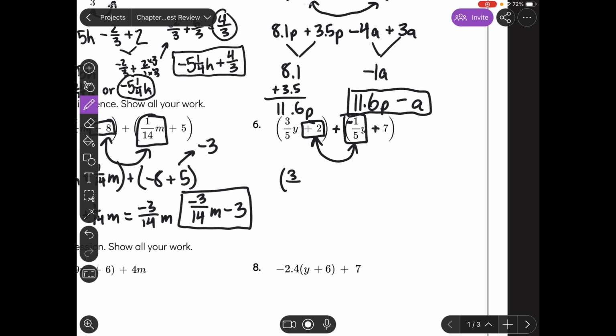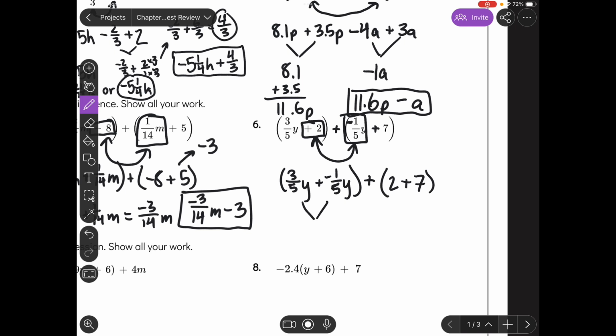Now my equation is going to read 3/5 y plus negative 1/5 y. Remember, this changed to negative, so I need to make sure it's there. The minus sign in the middle turned into a plus sign. Positive 2 plus 7, right? It wasn't minusing 7. Now I'm going to add 7 as the opposite.